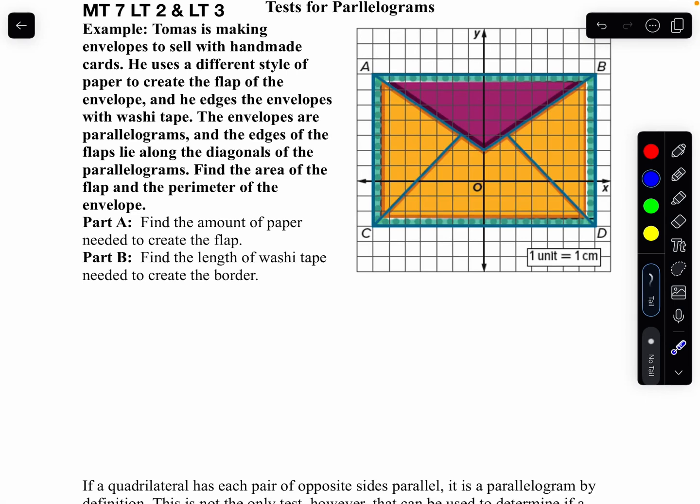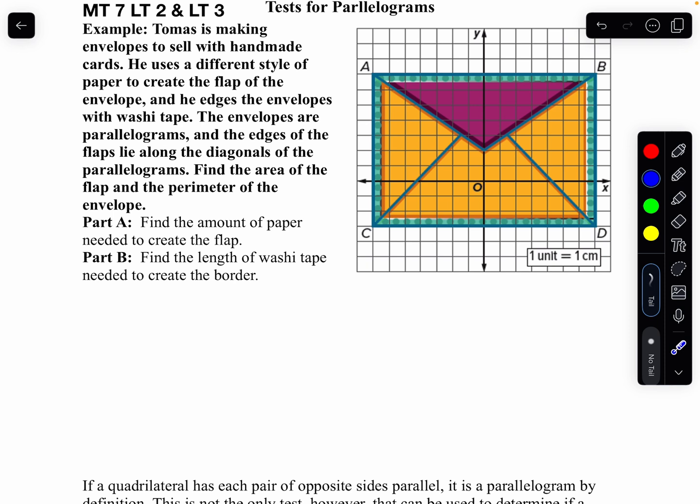In our next example, Thomas is making envelopes to sell with handmade cards. He uses a different type of paper to create the flap of the envelope, and he edges the envelopes with washi tape. And we know the envelopes are parallelograms, and the edges of the flaps lie along the diagonals of the parallelogram. I want to find the area of the flap and the perimeter of the envelope.